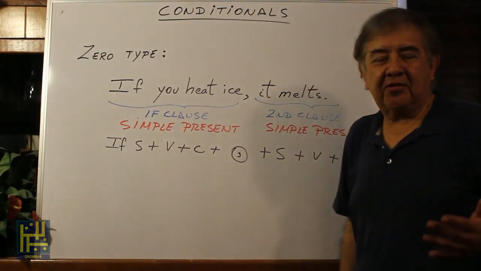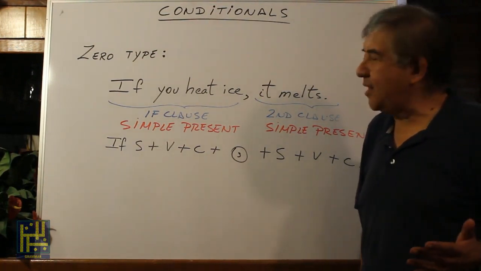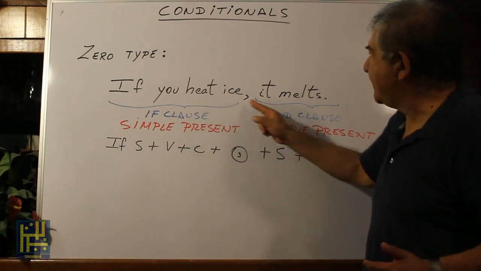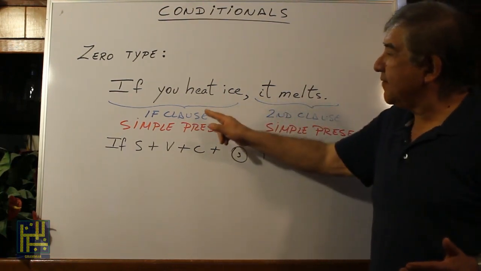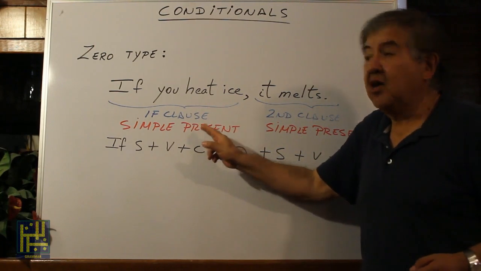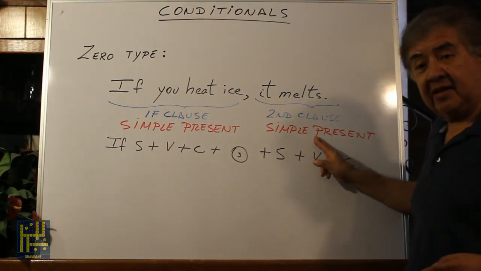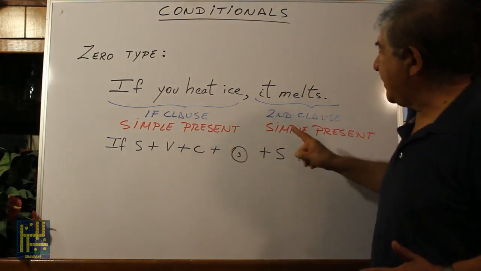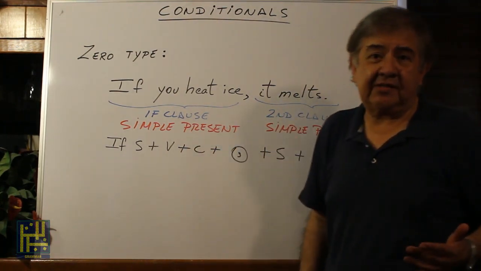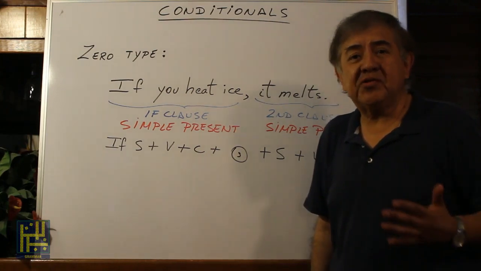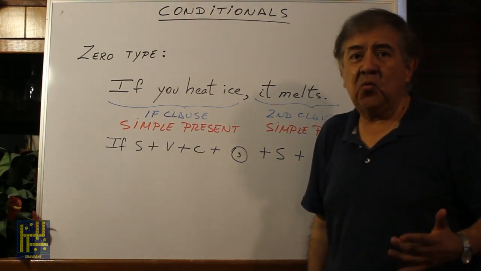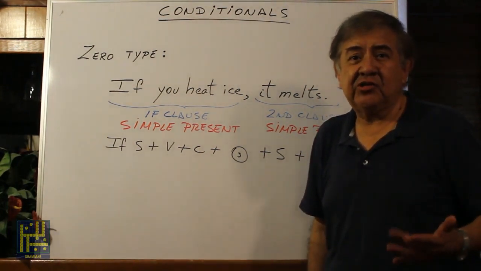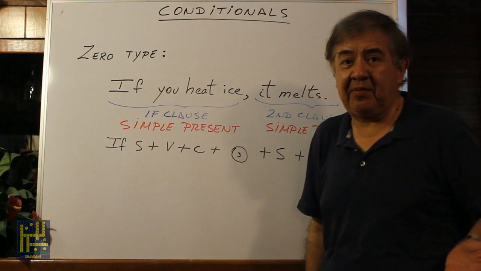The other type for conditionals is called the zero type. In the zero type, we have an example here. If you heat ice, it melts. The if clause is in simple present tense, but also the second clause is in simple present tense. Okay? We use the simple present tense in both clauses because when we use this zero type of conditional, we are referring to something that is always true, especially by nature, something logical that it will happen, of course.